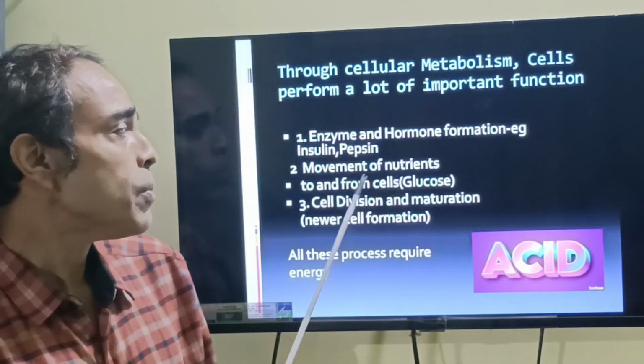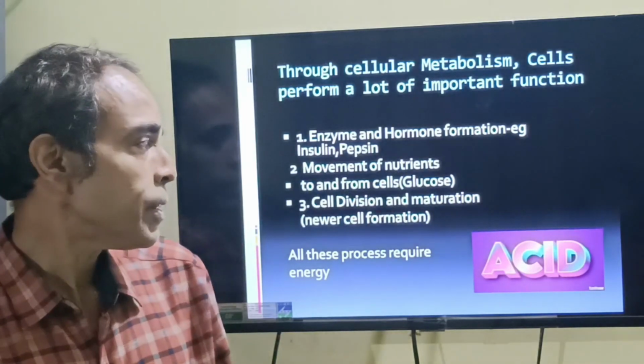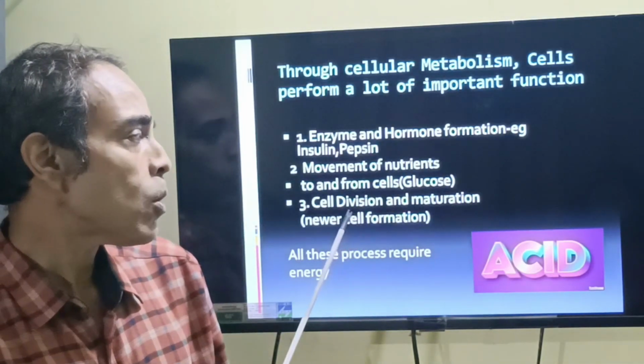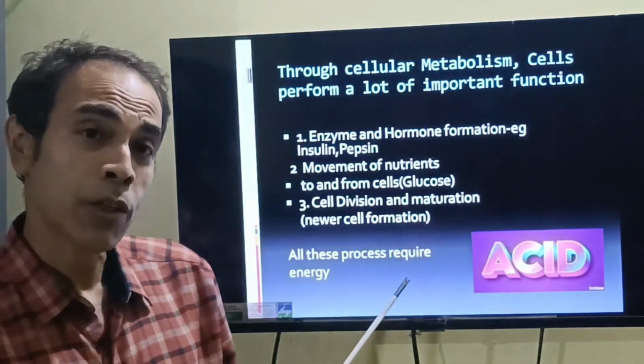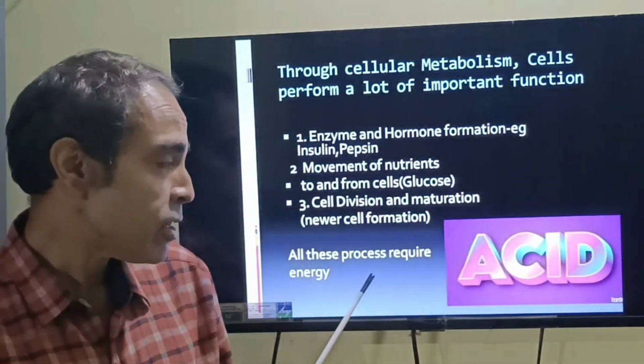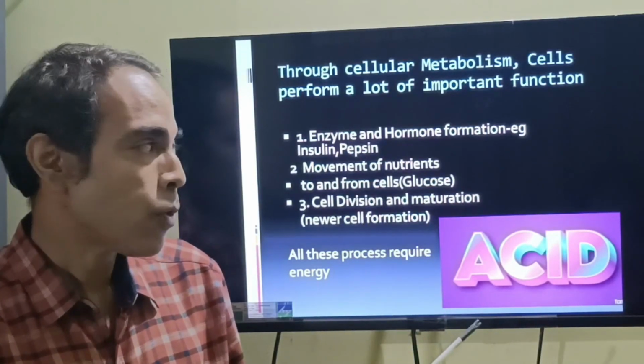Secondly, they help in the movement of nutrients to and from the cells. Glucose is transferred to and from the cells, and so is water. Thirdly, cells undergo a lot of cell division and maturation, and new cells are formed. All this process requires energy, and when this energy is utilized, acids are formed. So let us see how this is really formed.